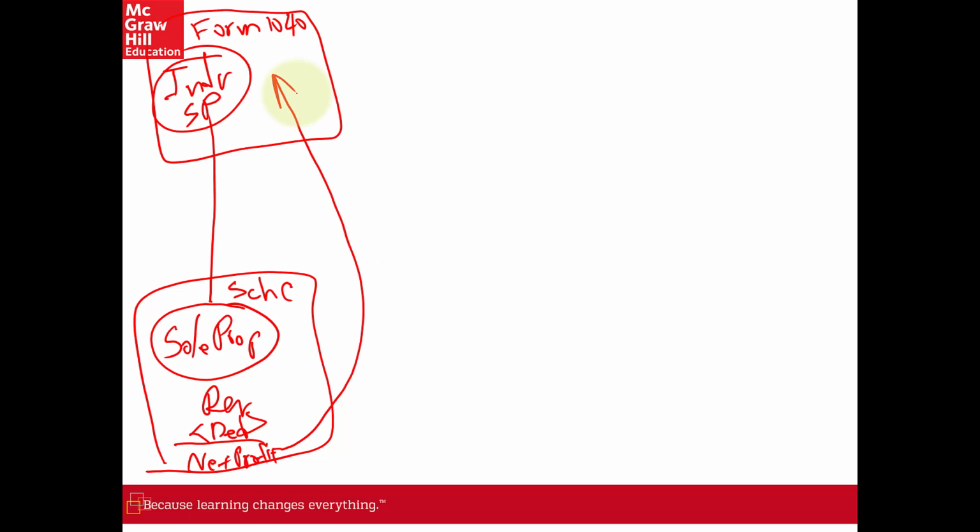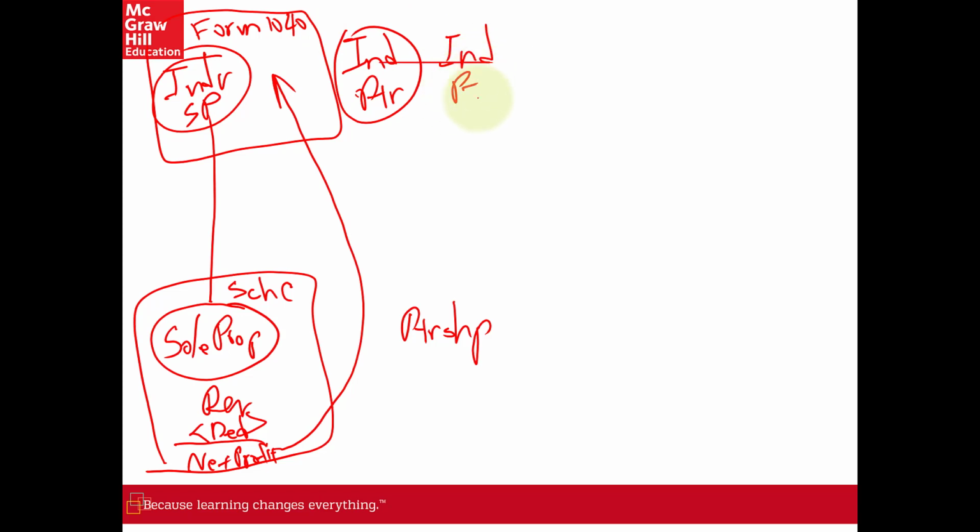Another type of business entity we'll see more of later in a future chapter is a partnership. With a partnership, you have to have at least 2 partners. So again, let's have just individual partners, just 2. Could be more, could be thousands of partners. And here's our partnership here.